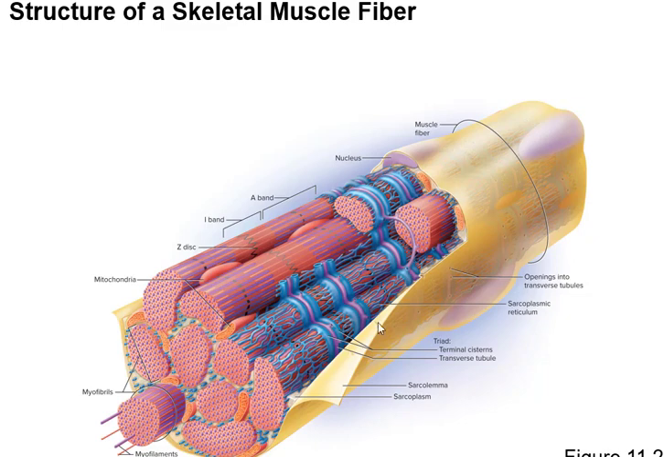Oh, and then let's throw one more word in. So we have the muscle fiber, which contains myofibrils. And within the myofibrils, we have myofilaments. And those myofilaments, of course, are going to be actin and myosin.